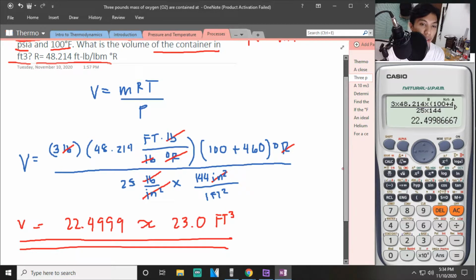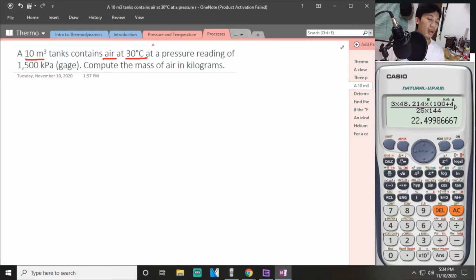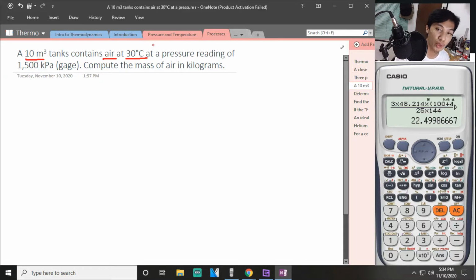And for the next problem, a 10 cubic meter tank contains air. Air again. It gave a volume, at 30 degrees Celsius temperature. Now, as I told you, when it gives one temperature, one volume, one pressure, you could say that what you will use is the ideal gas law. But if it gives two pressures, two temperatures, or any two pairs of the three parameters, pressure, volume, and temperature, you will use the combined gas law.